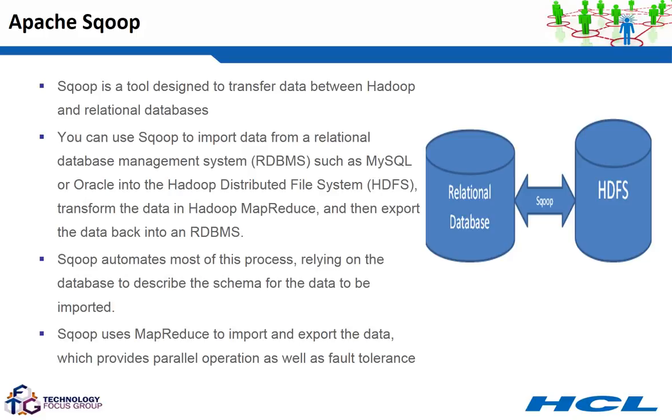You can use Scoop to import data from RDBMS such as MySQL or Oracle into HDFS and transform the data in Hadoop MapReduce and then export back to RDBMS again. So you have data in your MySQL, say you move it to HDFS using Scoop, do all kinds of processing using MapReduce or whatever processing framework you want to use, and send back the results to RDBMS for some reporting and all those things.